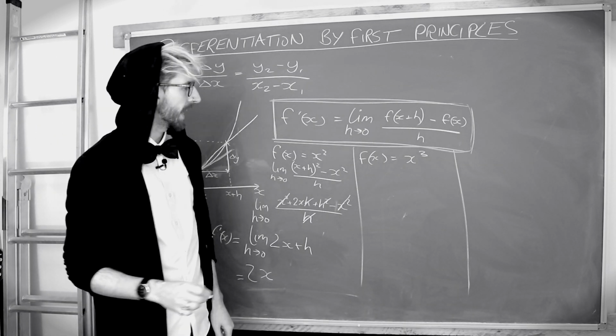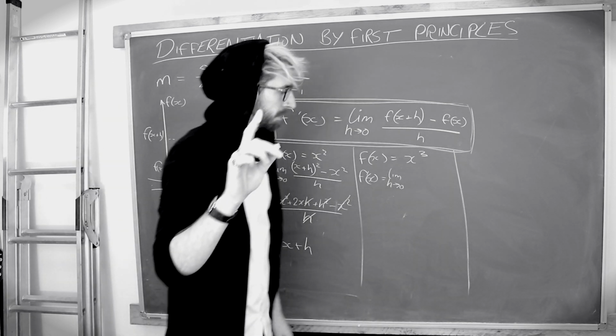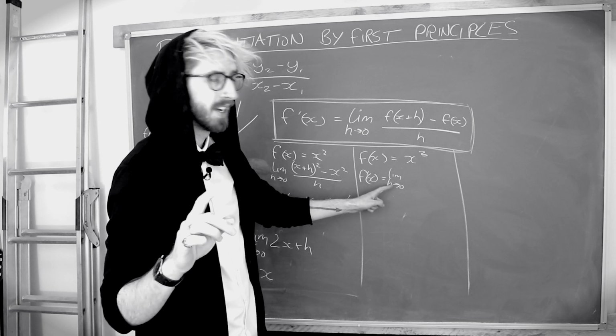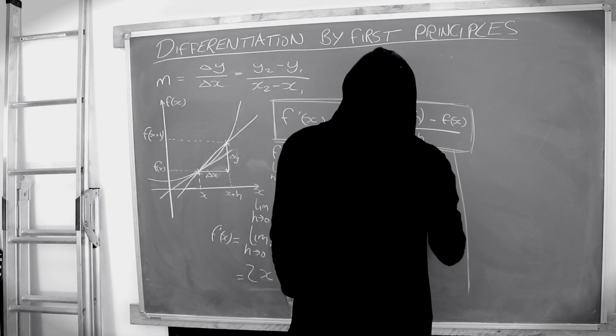f of x equals x cubed. Let's do the same process again. Just to point out, it's really important that we have the limit as h tends towards 0. Otherwise, none of this is right.